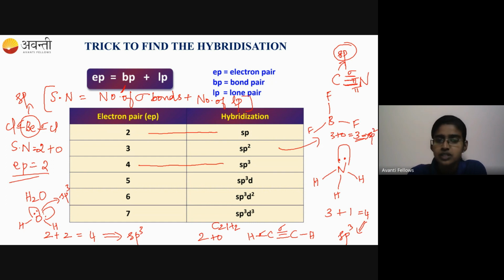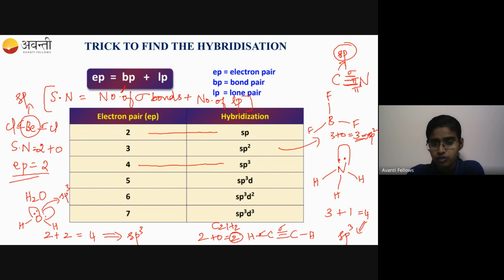Now coming to C2H2, it has 2 sigma bonds and 2 pi bonds. You have to take only the number of sigma bonds, that is the bond pairs. There are 2 sigma, so 2, and there is no lone pair, so 0. 2 plus 0 is equal to 2. If the electron pair number is equal to 2, then it is sp.